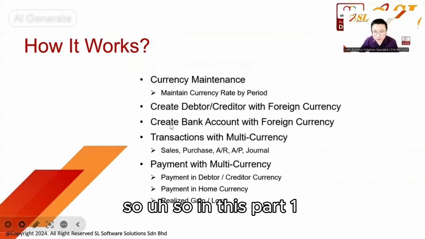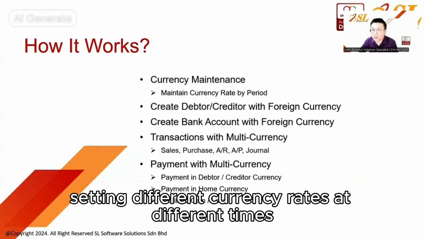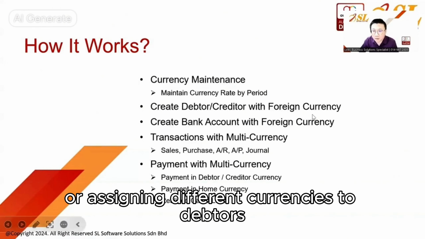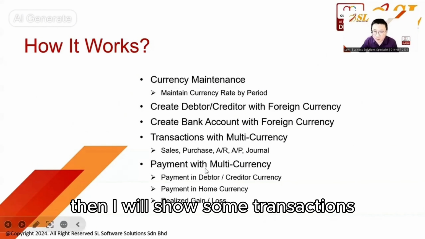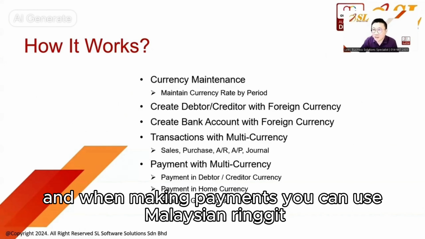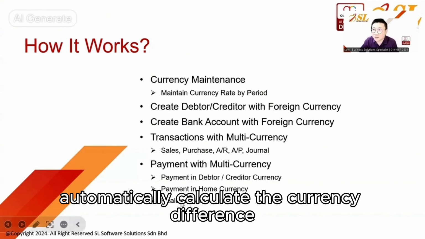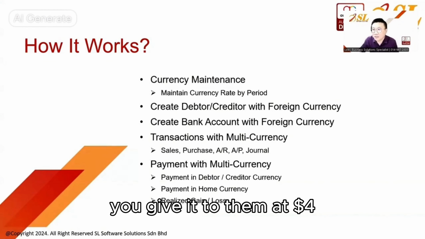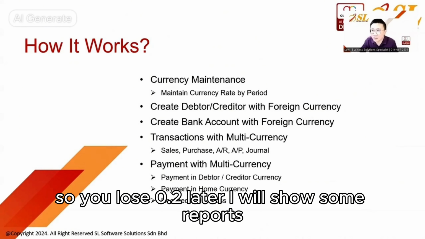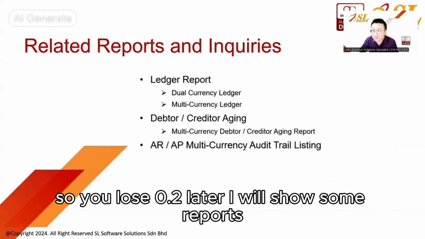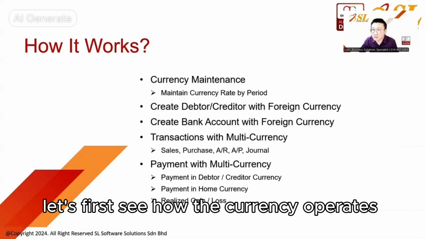Alright, so in this part 1, I will cover things like maintaining currencies, setting different currency rates at different times, or assigning different currencies to debtors and creditors, or using different currencies for bank accounts. Then I will show some transactions, and when making payments, you can use Malaysian ringgit or the debtor's or creditor's currency. It will automatically calculate the currency difference, meaning when your customer buys, you give the invoice at $4, but when they pay back, it's only $3.80, so you lose 0.2. Later, I will show some reports. The entire video covers these areas. So without further ado, let's first see how the currency operates.